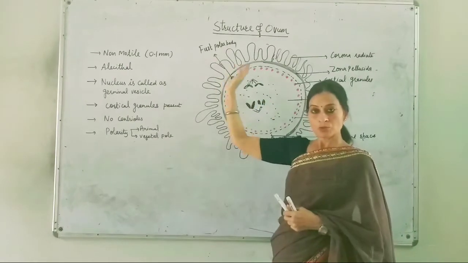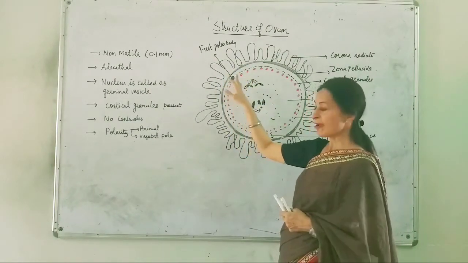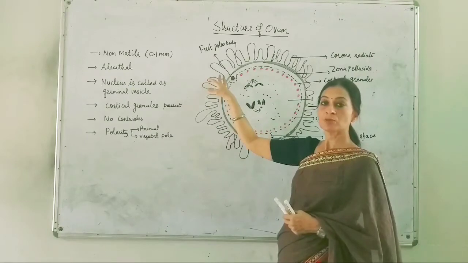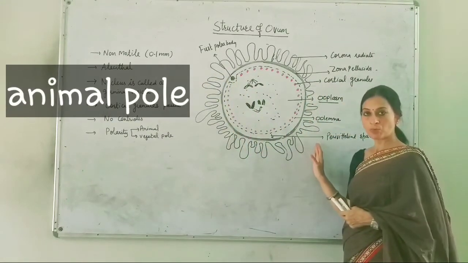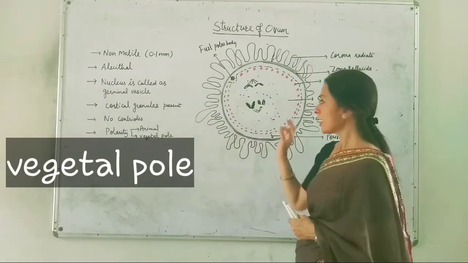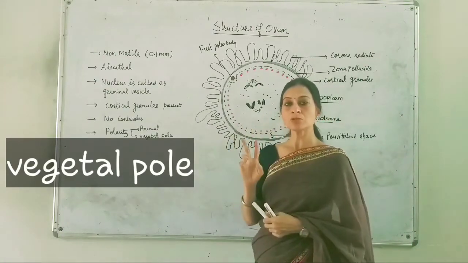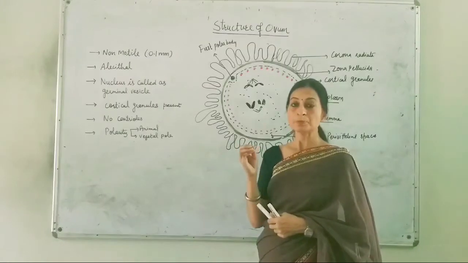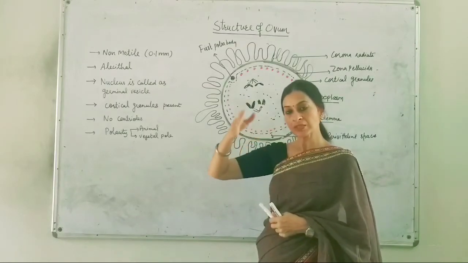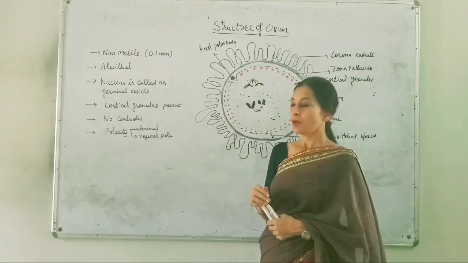The pole which is having the polar body is known as the animal pole, and the opposite pole is known as the vegetal pole. Okay. So animal pole and vegetal pole, these are the two terms assigned on the basis of the presence of polar body, on which side the polar body is present.